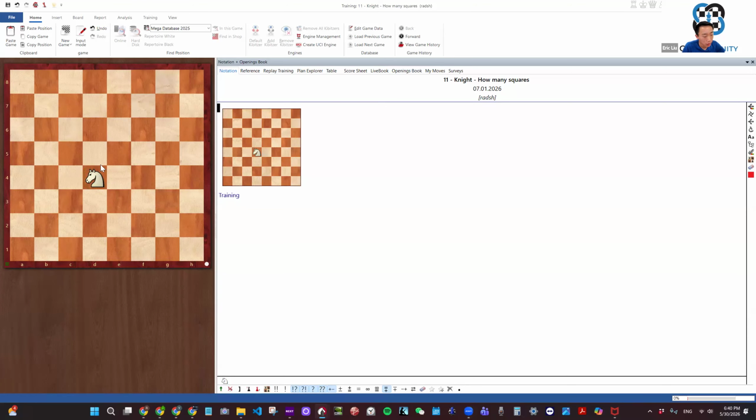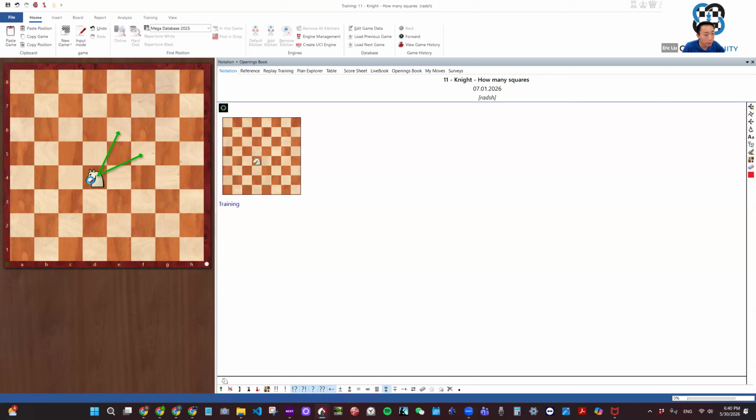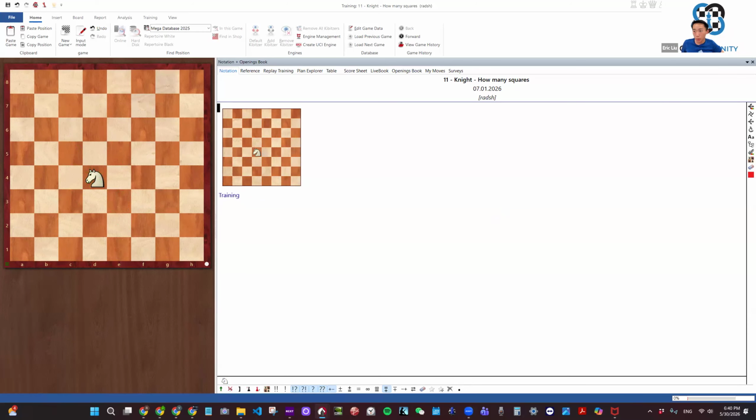It can go to e6, f5, f3, e2, c2, b3, b5, and c6. These are the only 8 different squares the knight can go to. So that's how a knight moves. 8 squares.